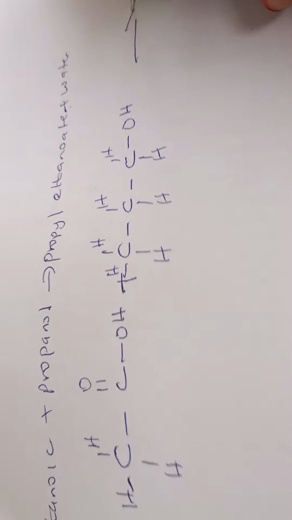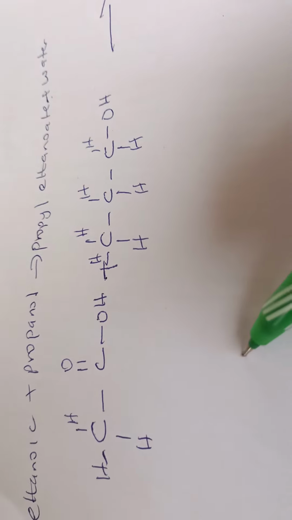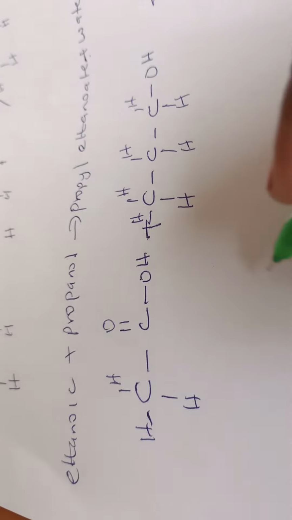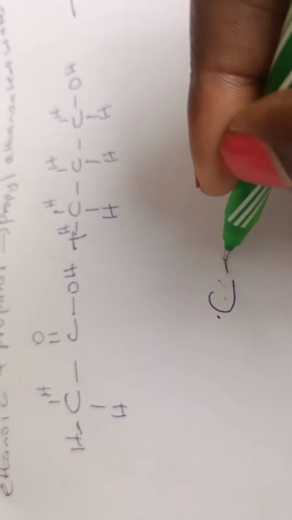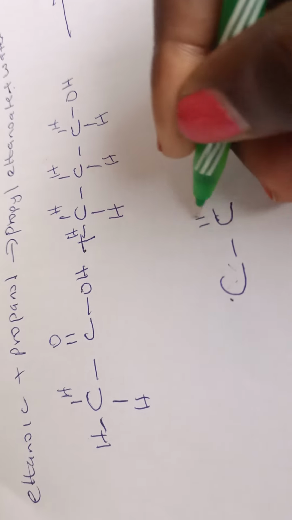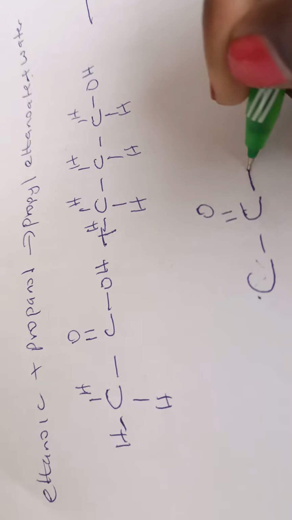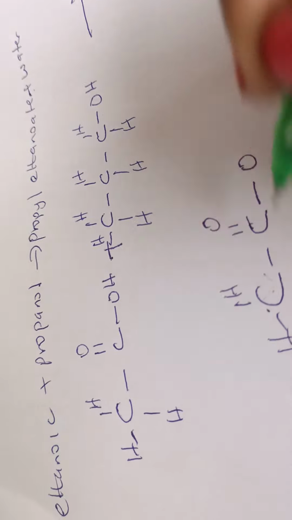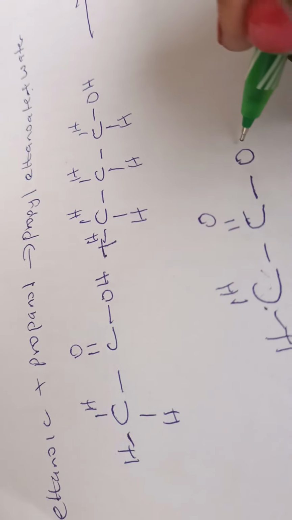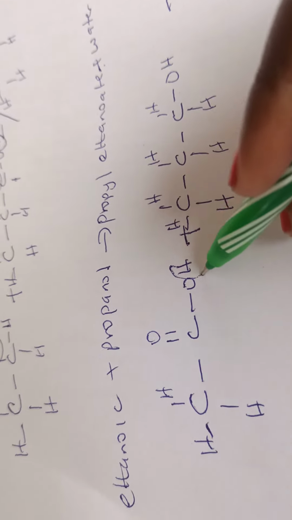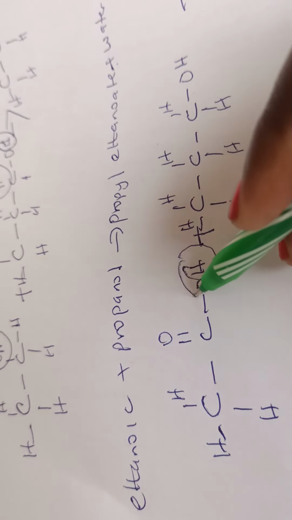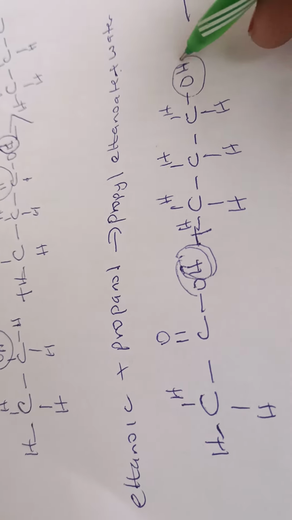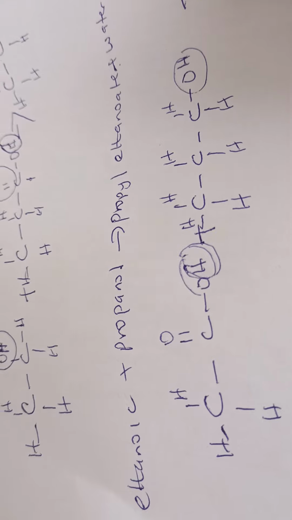In the product, let's draw it down here. We start from the acid. The acid is ethanoic with 2 carbons, so I draw 1, 2. Then there is a double bond to oxygen, because instead of OH we have O. Then the hydrogen from the acid combines with the OH from the alkanol and forms water.